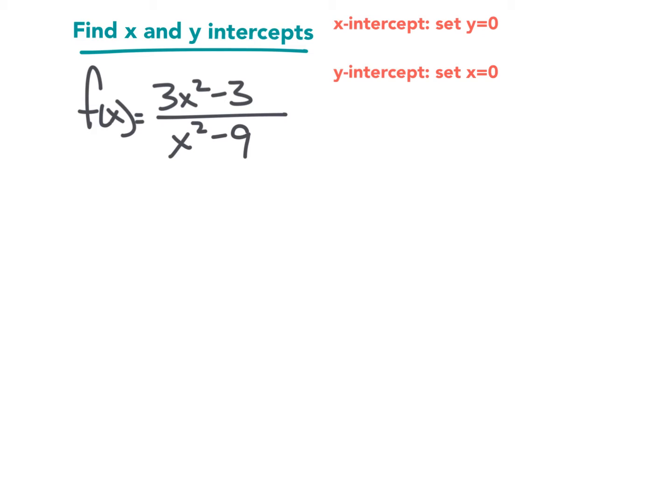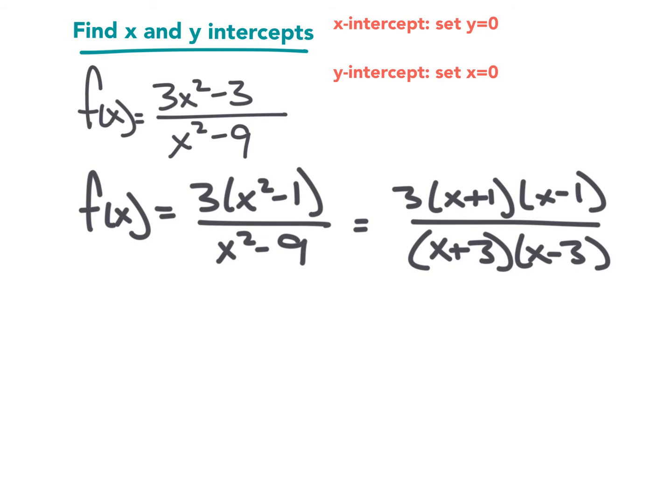First, let's look at finding x and y intercepts. To find an x-intercept, we'll set y equal to 0, and vice versa for a y-intercept, we'll set x equal to 0. The first thing that we want to do, though, is simplify this and check for any holes, those removable discontinuities. All right, so here I've simplified this function, but nothing cancels out, so there are no holes.